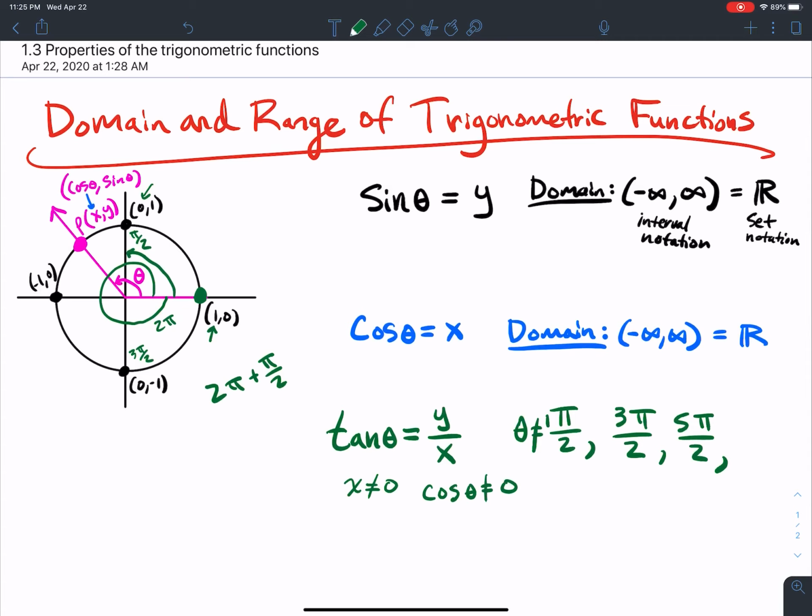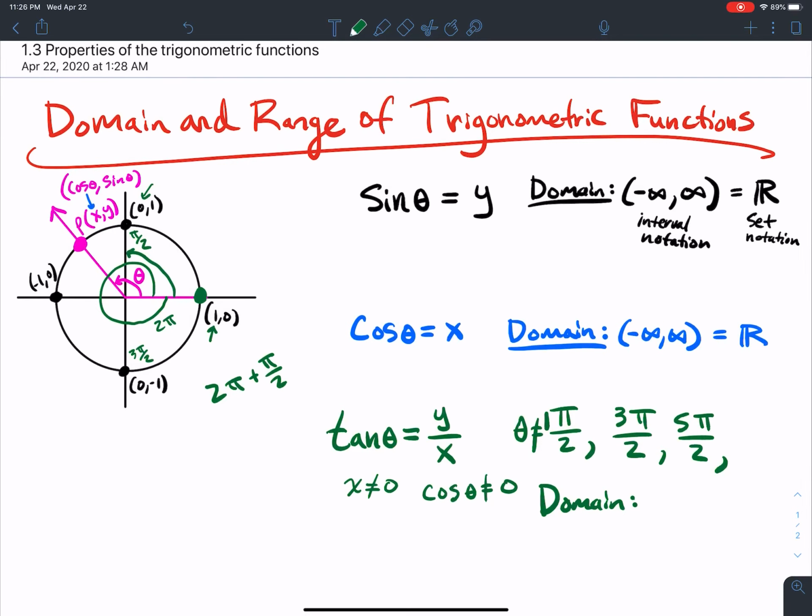It looks like odd integer multiples of pi over 2. So how do I even write this? How do I write an odd number in general? So what I would actually write, here it is, the domain.